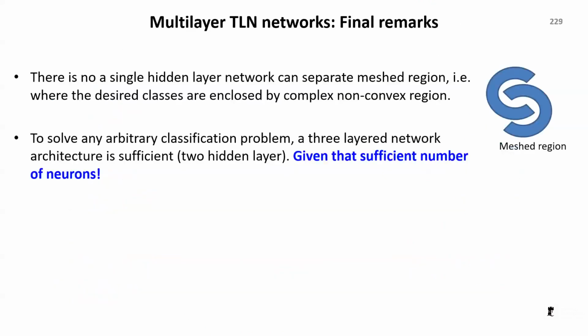Final remarks for the first part. There is no single hidden layer neural net that can separate mesh regions. So something like this, you need at least three layers. And to solve any arbitrary classification problem, at least a 3-layer network should be in principle sufficient, given that we have enough number of neurons.